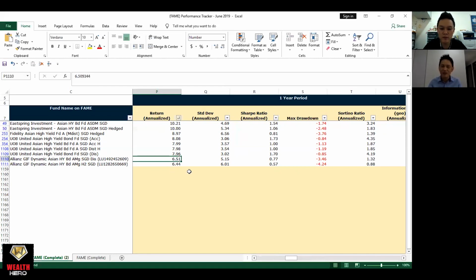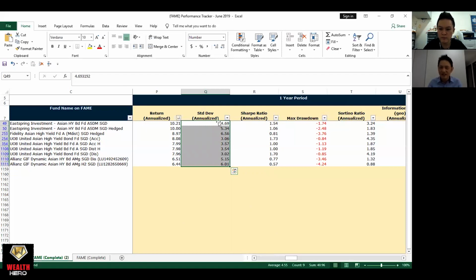So that's something you need to take note. A lot of people see here positive, then they thought it's positive return. And of course, there's something called standard deviation. Why do we like high yield bond funds? Because of the higher dividend, and the risk actually is not that high compared to equity.